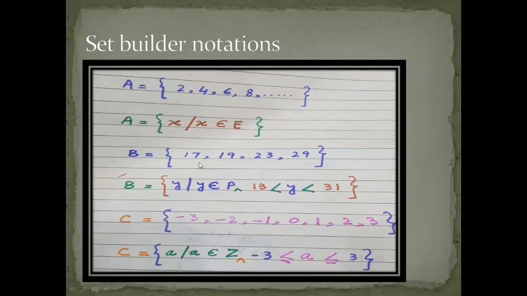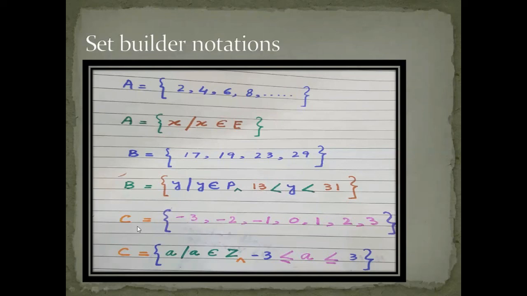Now B is equal to 17, 19, 23, 29. These are prime numbers, and here we write y such that y belongs to prime numbers, where y is greater than 13 and less than 31.